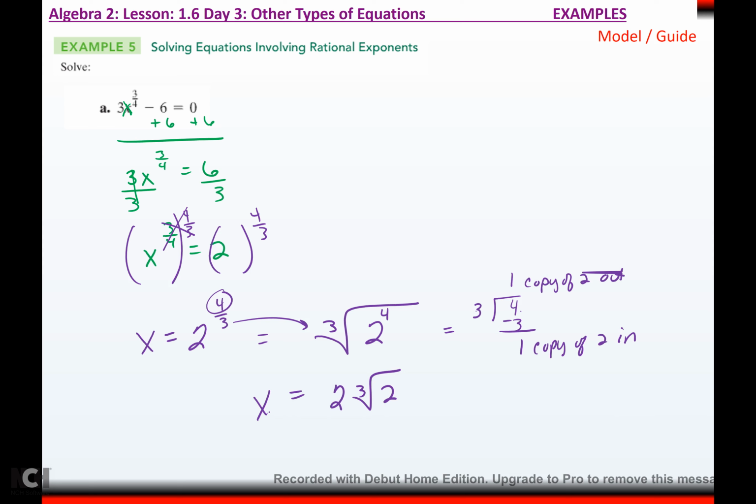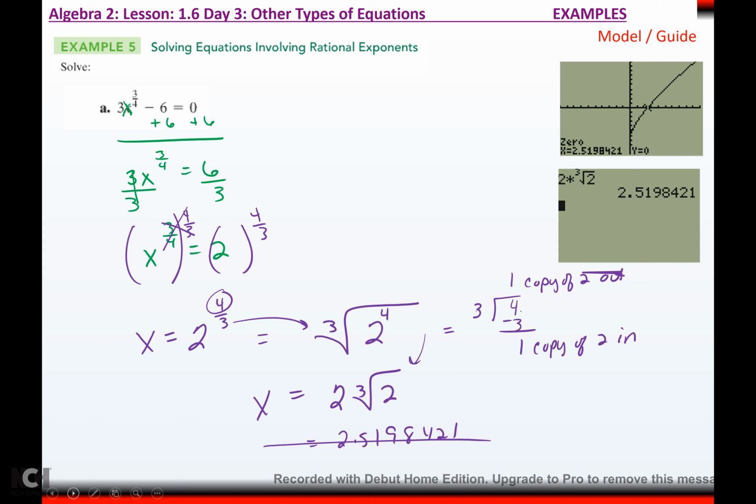Okay? You could type it in a calculator and do 2 caret parentheses 4 divided by 3, and it will tell you 2.5198421. But again, they're not going to want decimal answers, so you've got to reduce your radical. Alright, and if you see, it actually does cross at 2 cube roots of 2, which is 2.5198421. Okay?